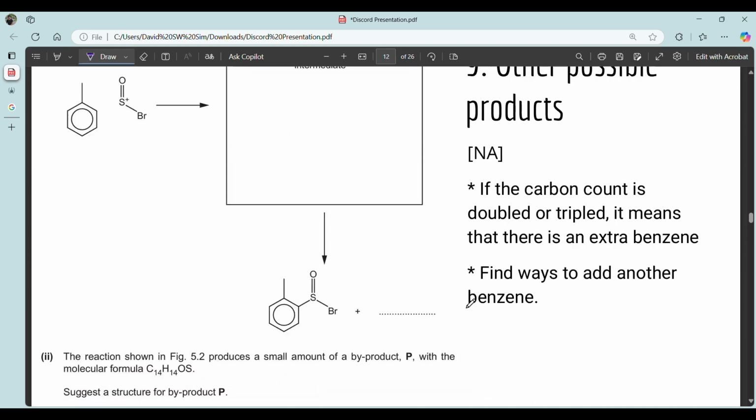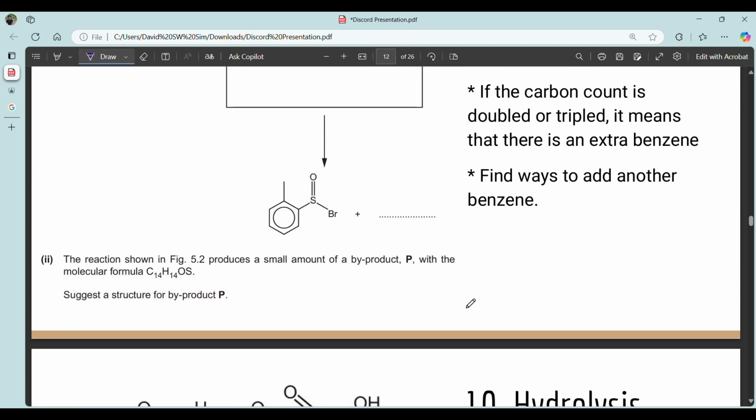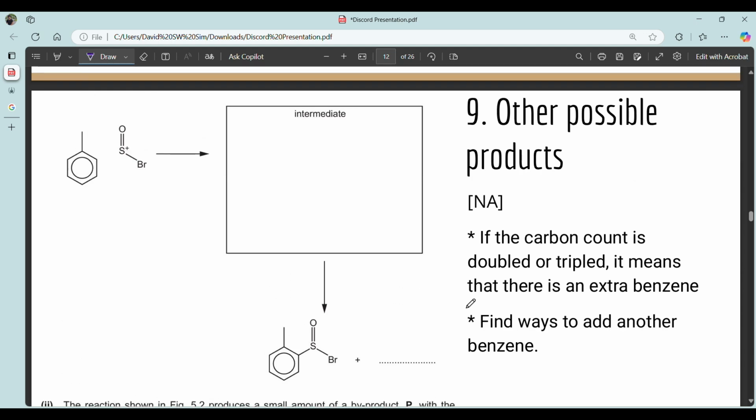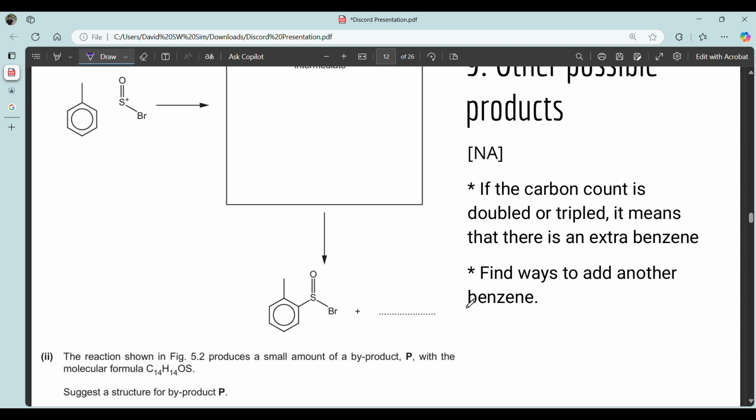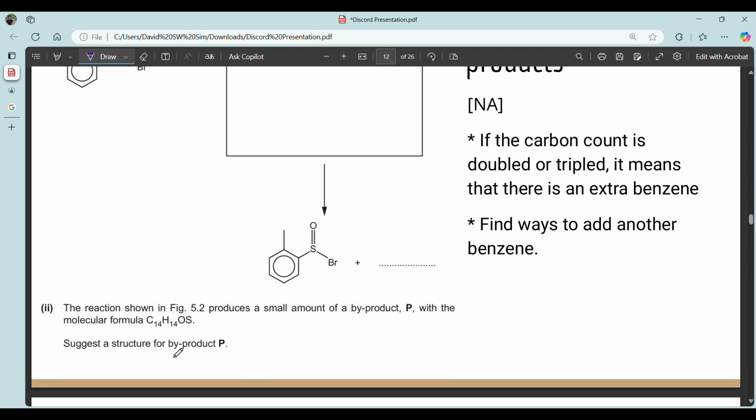Okay, so now let's move on to number 9. For number 9, it's about finding the other possible products in organic reactions. Sometimes it can be quite confusing, like they'll give you just a random molecular formula and you have to find what the additional product is. But don't worry, it's not as difficult as it seems.